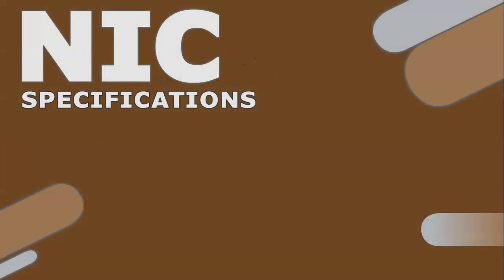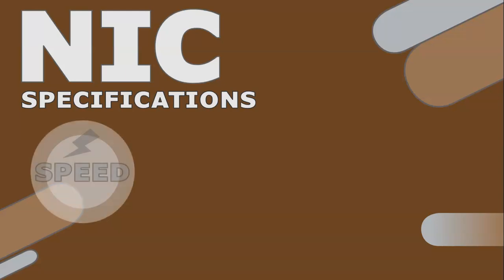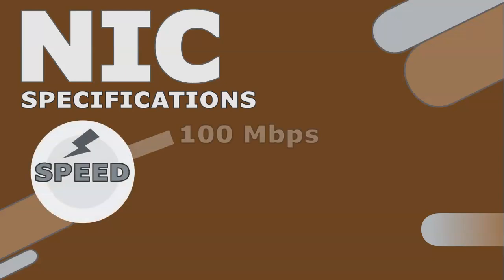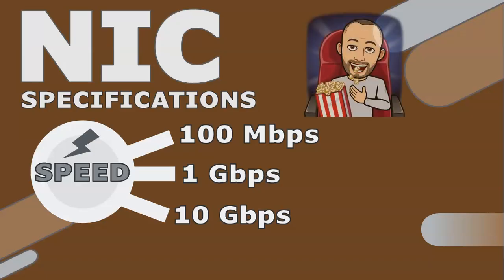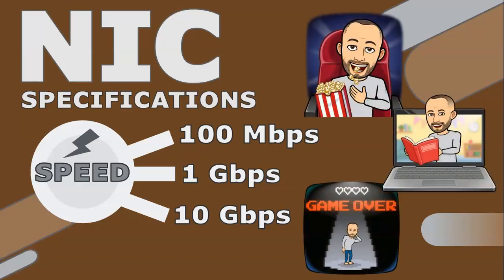Now let's talk about NIC specifications. They are often rated based on their speed. Common speeds are 100 megabits per second, 1 gigabit per second, which are common in modern computers, and even up to 10 gigabits per second for really high performance networks. The faster the NIC, the faster data can move to and from your computer, which is especially important for things like streaming video, downloading files, or online gaming.